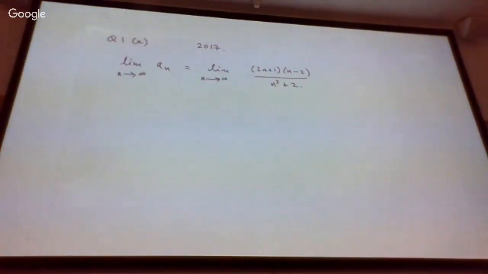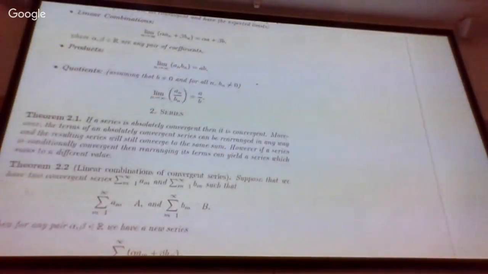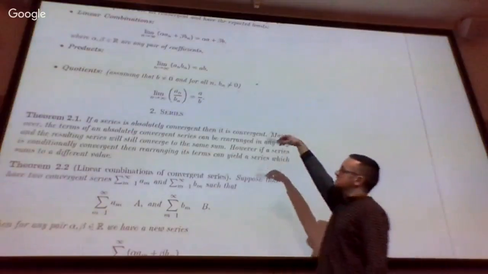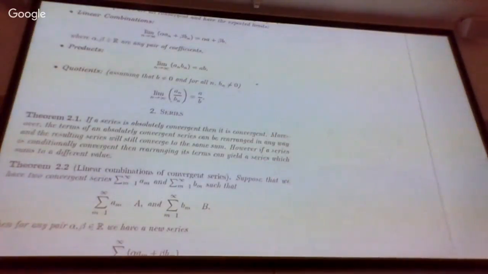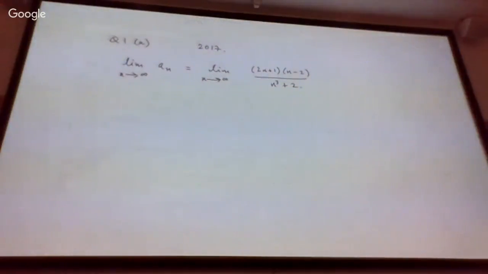Remember, the algebra of limits theorem, which is stated on the exam handout. There it is on the exam handout. You can see that on the Moodle area. You've got clear statements of the linear combinations part, the products part, and the quotients part. Okay. So you'll have that to consult in the exam.